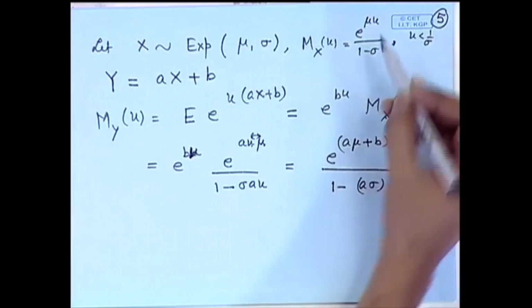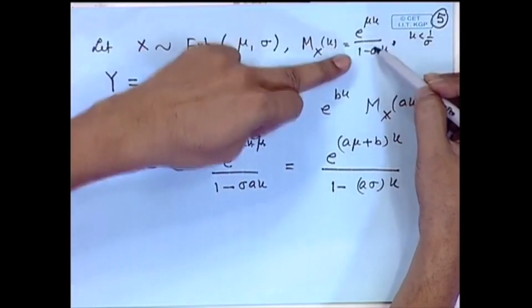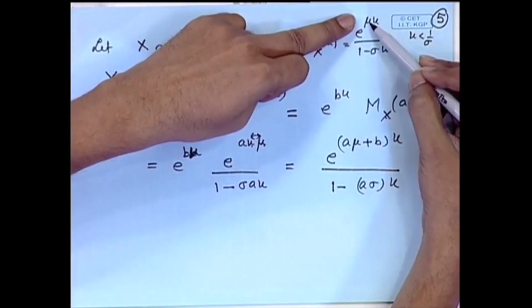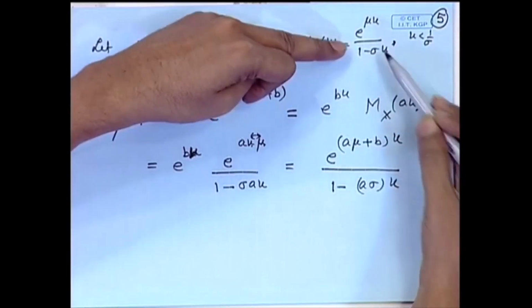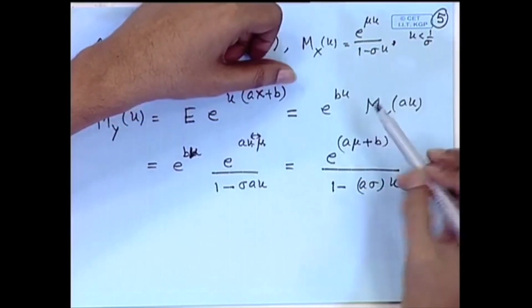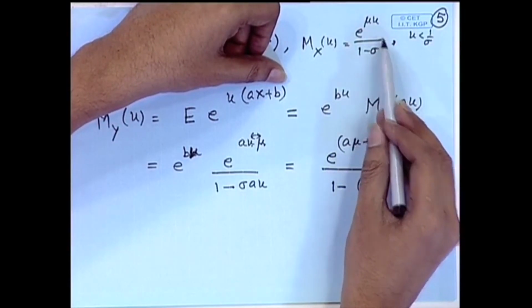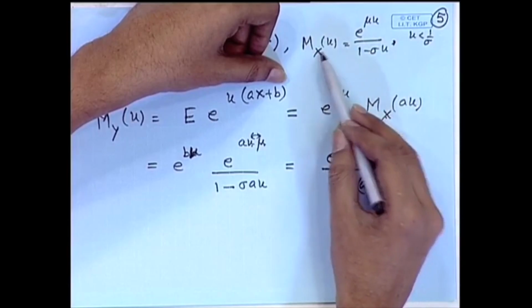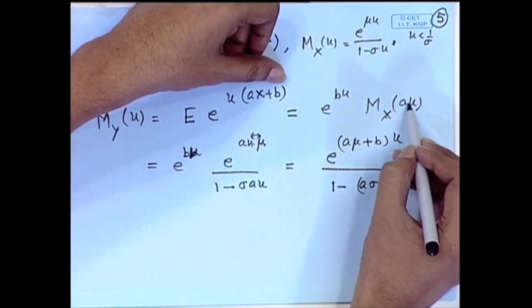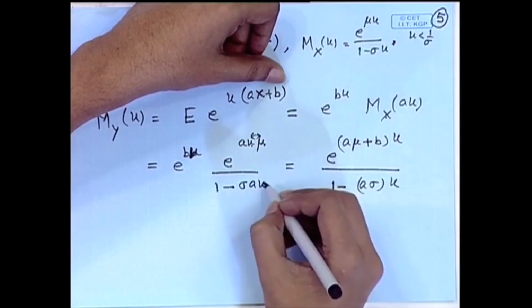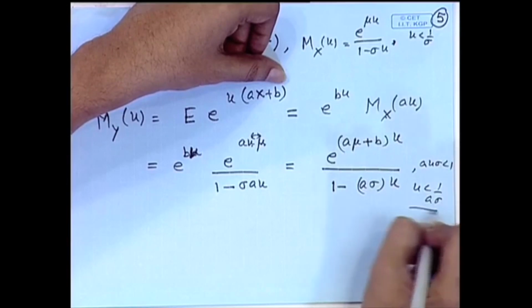Compare this. The moment generating function of x is e to the power mu u by 1 minus sigma u. So, here mu is replaced by A mu plus B and sigma is replaced by A sigma. The form is the same. At the same time, since we have replaced A u by u in the expression for m x, this expression was valid for u sigma less than 1. So, here A u sigma must be less than 1. That means, u is less than 1 by A sigma.